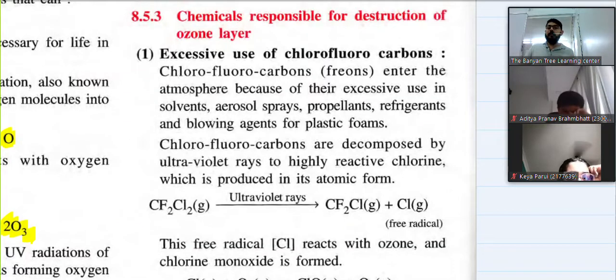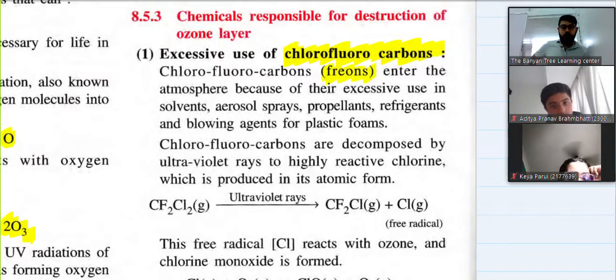So which are the chemicals responsible for the destruction of the ozone layer? Chlorofluorocarbons are the first type of chemicals. Chlorofluorocarbons, or freons, enter the atmosphere because of their excessive use in solvents and aerosol sprays. You know that spray paint?